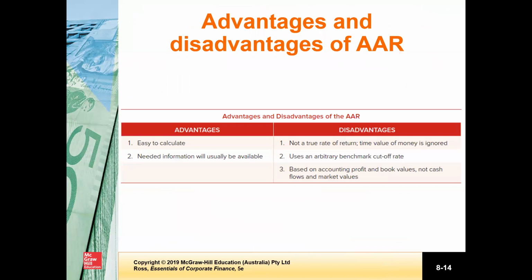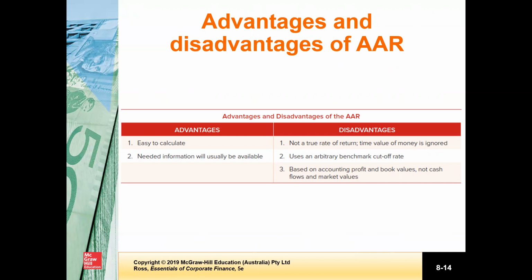Now, advantages and disadvantages. Once again, you see that it's easy to calculate. You have profits, you have the book values, you just calculate the average and calculate the ratios. And this information is also easily available, because profit and book value are publicly available information in most cases. Okay, so let's talk about the disadvantages.